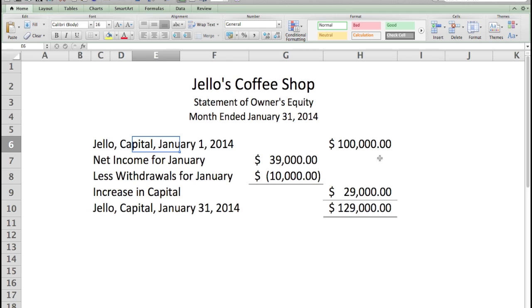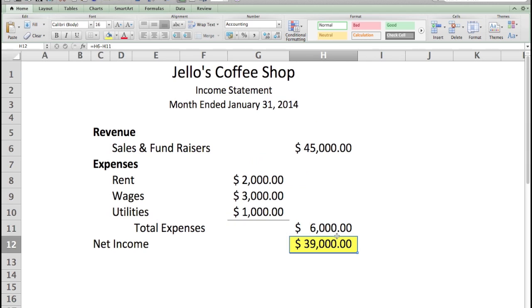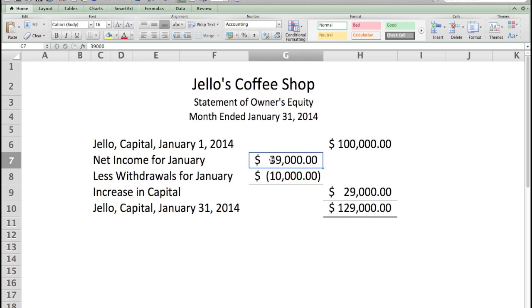Notice that I've already added Jello's initial investment of $100,000 at the beginning of January 1st. The next line item we see is the net income. The net income from January, $39,000. And if we go back to the income statement, we'll see where we got it from. It was the net income. Final balance here goes to the statement of owner's equity. You slide it in there. It really looks like Jello picked a really good career field to invest in.